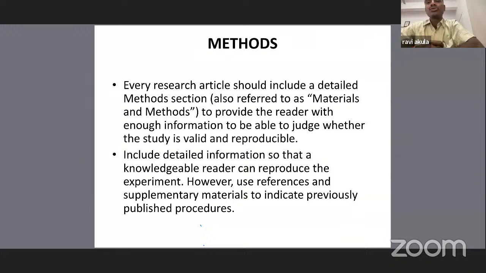Every research article should include a detailed methods section, also referred to as materials and methods, which provides the reader with enough information to be able to judge whether the study is valid and reproducible. Include detailed information so that a knowledgeable reader can reproduce the experiment. However, use references and supplementary materials to indicate previously published procedures.